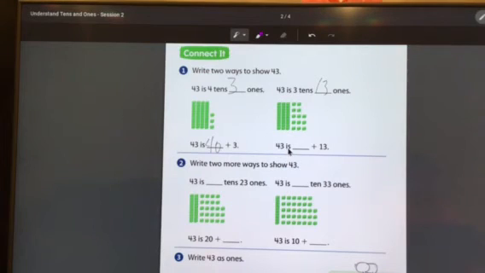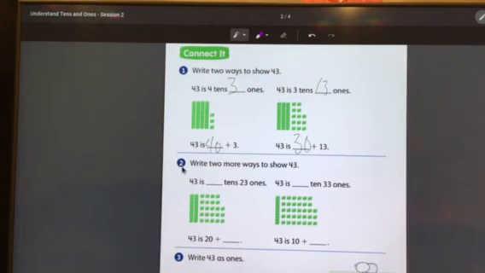43 is, you have to count your tens here by tens. 10, 20, 30. 43 is 30 plus 13. It's plus 13 because there's 13 ones. So 30 plus 13 is the same as 43. So now you have shown 2 ways to show 43.